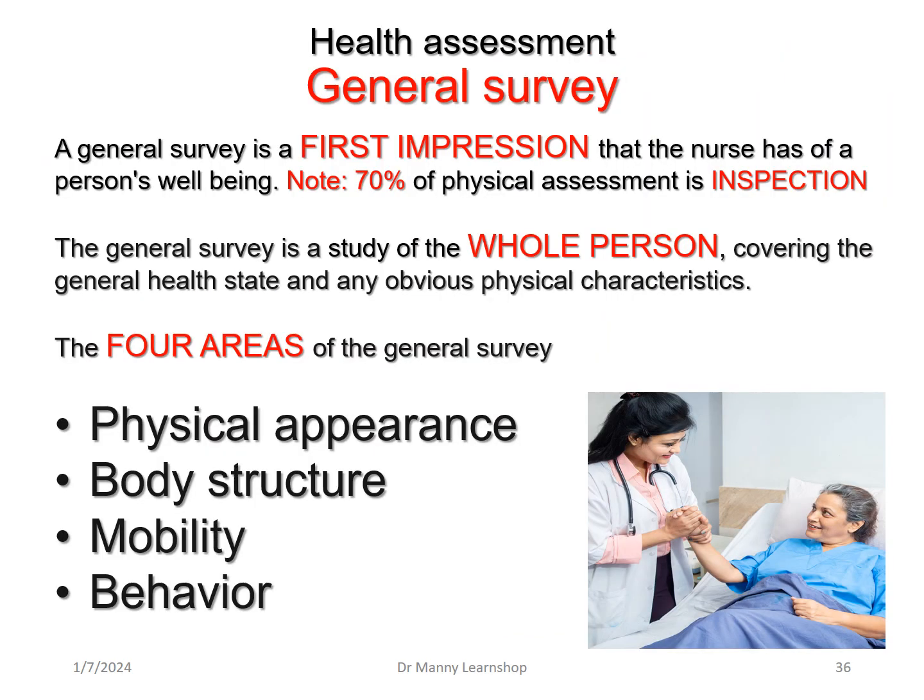Now, let's review general survey again. A general survey is the first impression that the healthcare provider has of a patient's well-being. And note, as mentioned in other Learn Shops, 70% of physical assessment is inspection. And in the general survey, we look at the whole person. And typically the 4 areas in the general survey are physical appearance, body structure, mobility, and their behaviour.